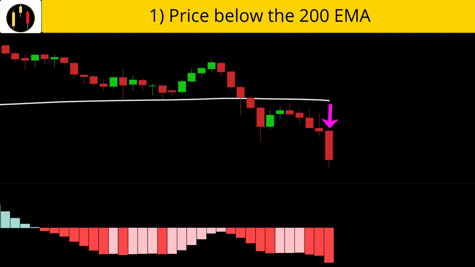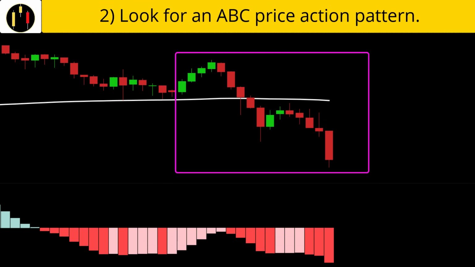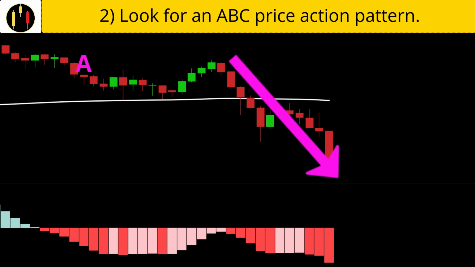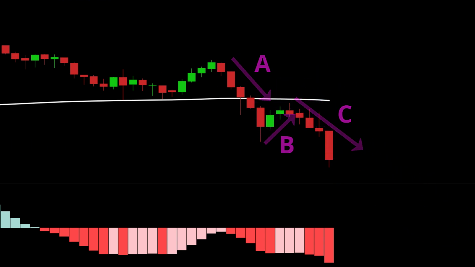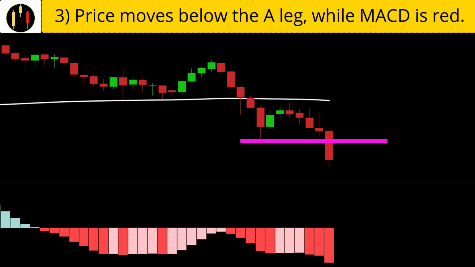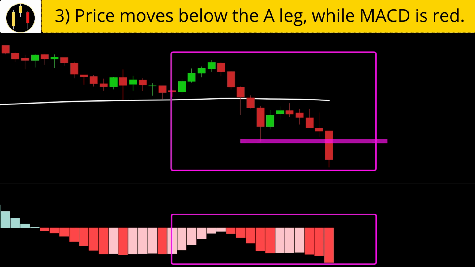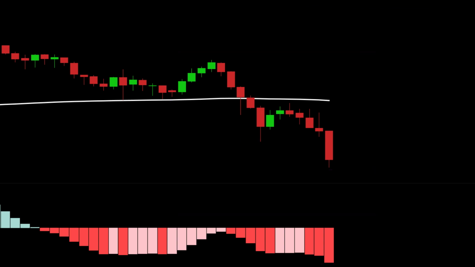First, price must be below the 200 exponential moving average. Second, we are looking for an ABC price action pattern. Here is the A leg, B leg, and then we have the C leg. Third, price must move below the A leg while the MACD is below the zero line for the whole pattern. All of that happens on this candle here. That is our trigger candle.